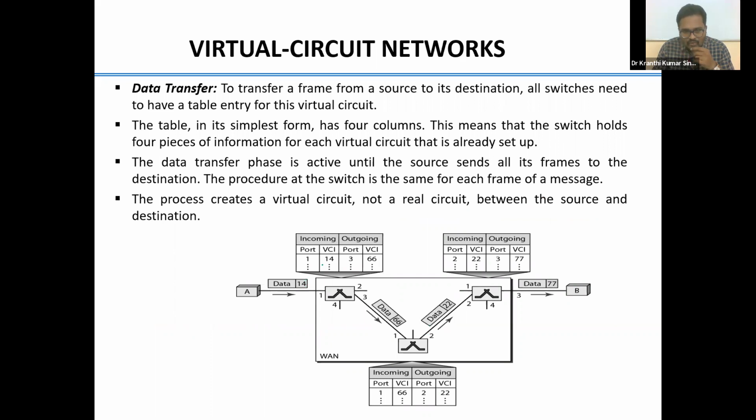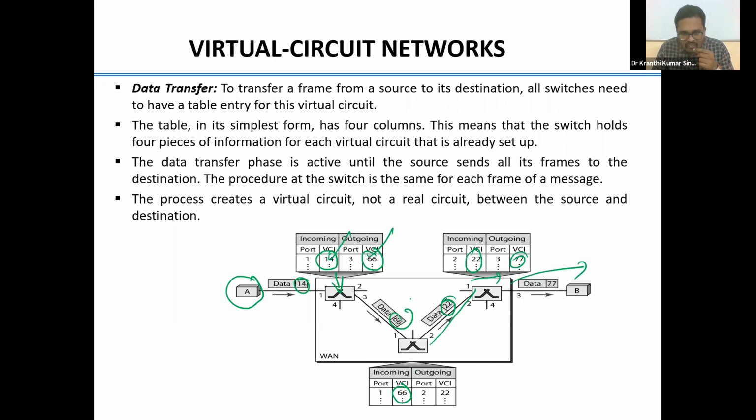Data 14. 14 means when data contains 14, that is device A trying to send a packet to the switch, which has virtual circuit identifier 14. See, it is 14. Now the incoming packet is received by switch 2, and switch 2 sends the data to 66. Now 66 is available here only. So data is coming here and takes 66. Again updating the 66 with 22. That means data goes this way, 22. And 22 transmits here and searches for 77. 77 is B, this one.